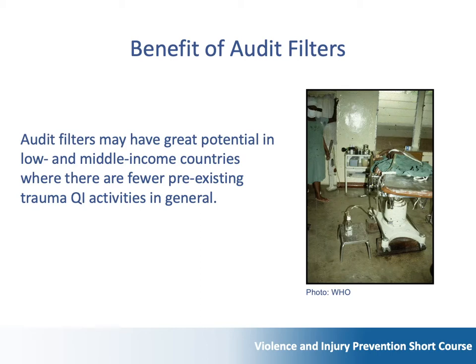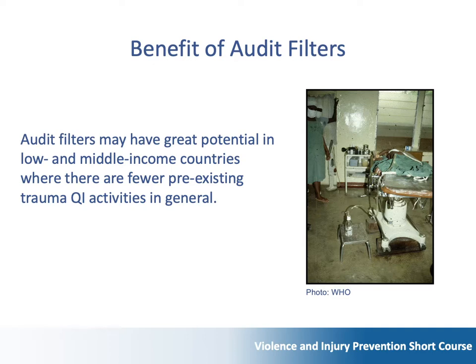Audit filters may have great potential in low and middle income countries where there are fewer pre-existing trauma QI activities in general. For example, the trauma QI program in Khon Kaen, Thailand tracked 32 audit filters. These were felt to be an important component of the program's success in reducing preventable deaths. Similar experience early on in Pakistan has been reported.